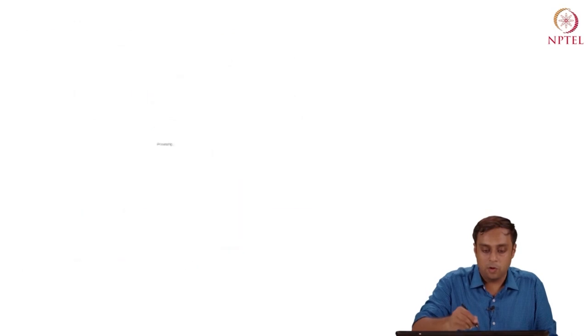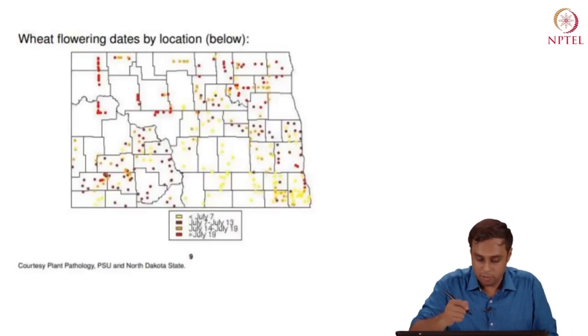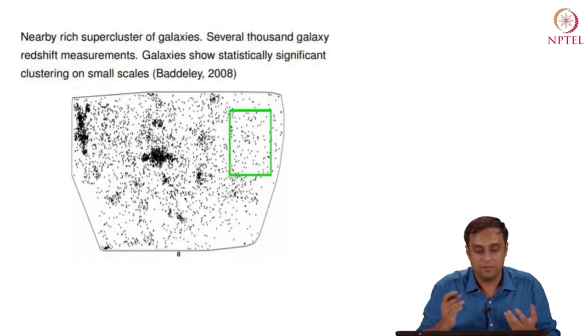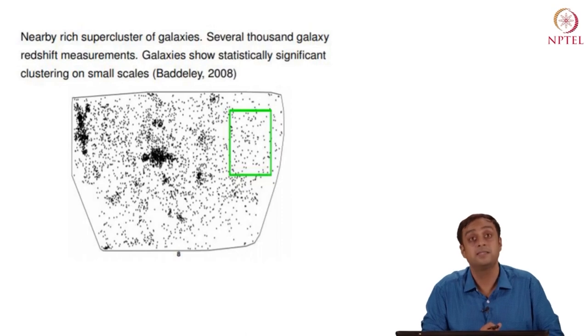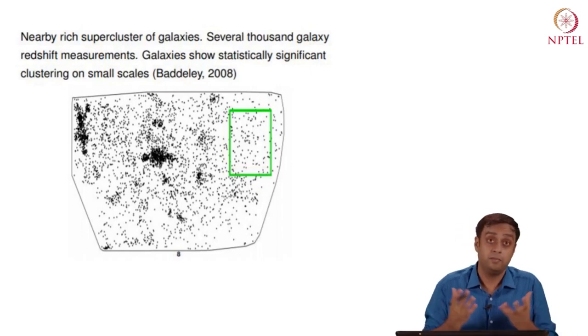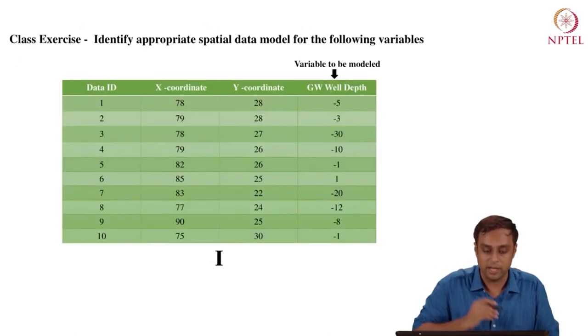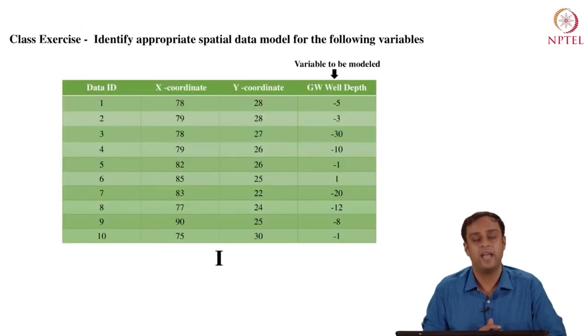Okay. So there are other examples: wheat flowering dates by location. Then you have a supercluster of galaxies. You know how they arrange over space. So physical scientists are very interested. They use spatial statistical tools to model locations or distribution of galaxies.